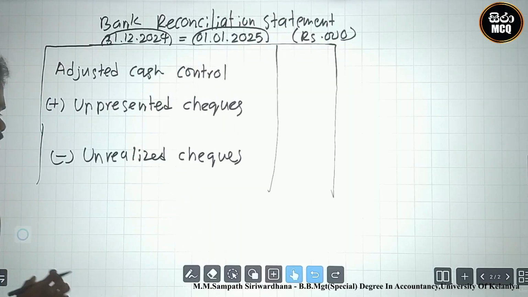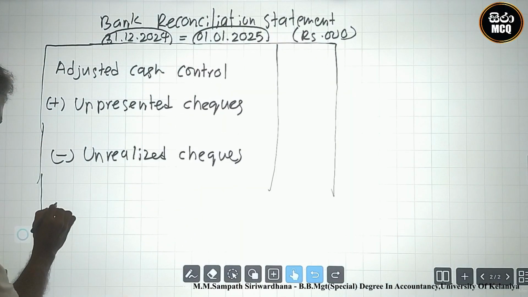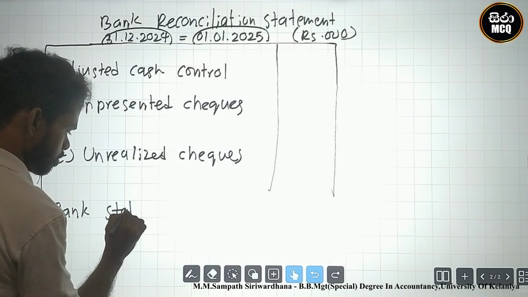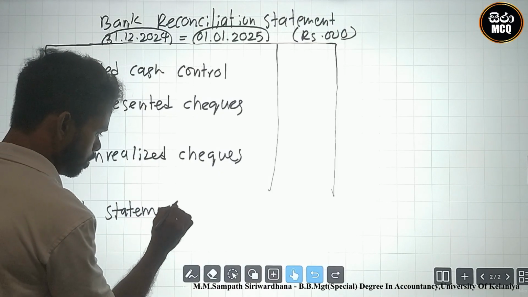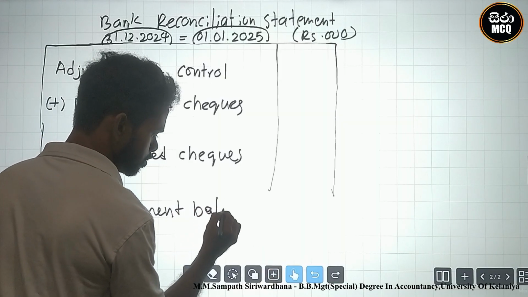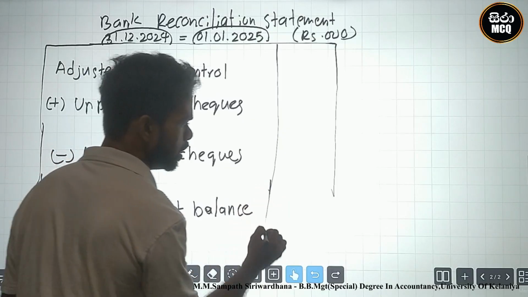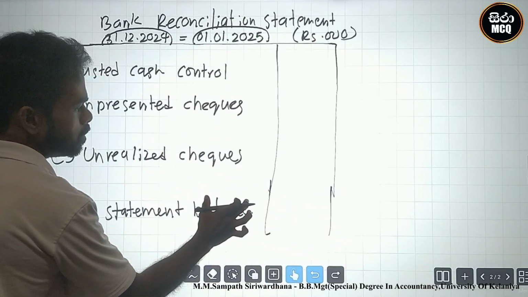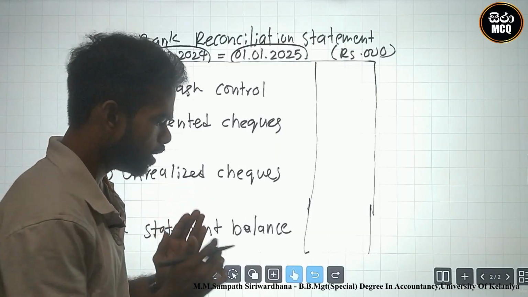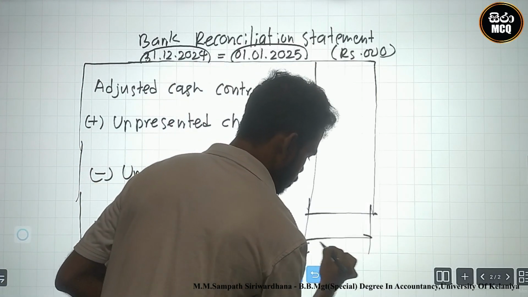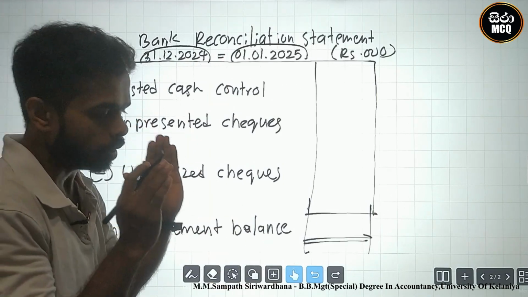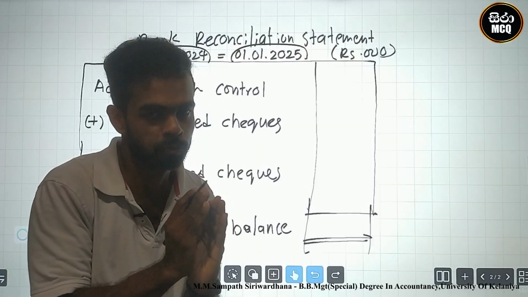After that, we can find the bank statement balance. Look here, we can prepare this statement. We can find some information through the question. Look here, this is the opening date. You must identify the opening date information.